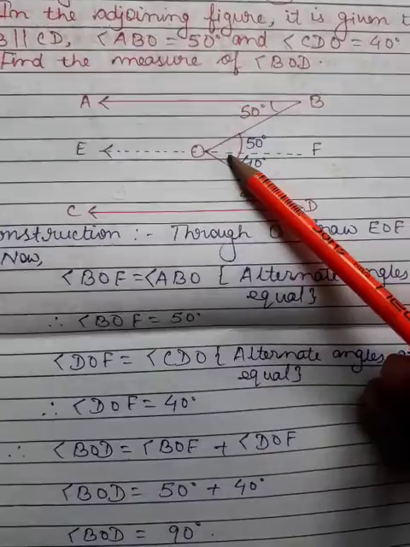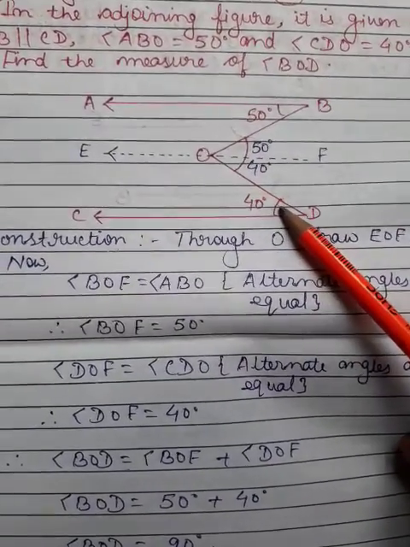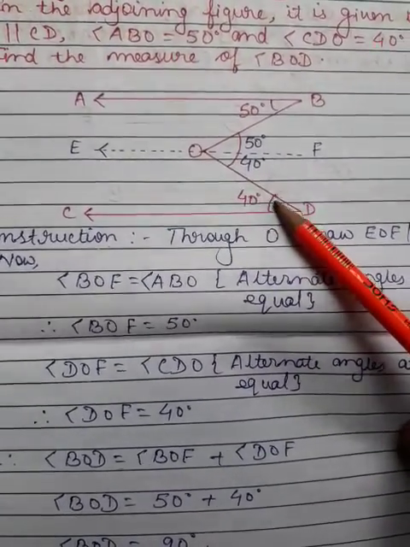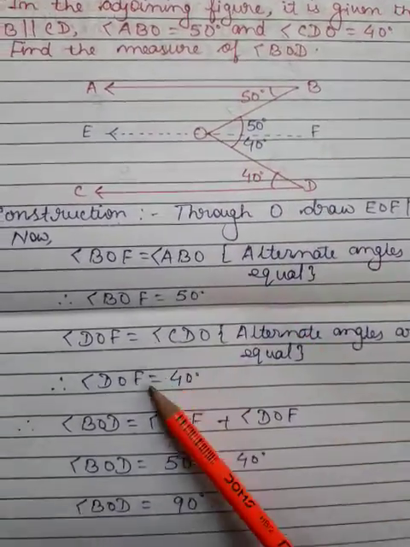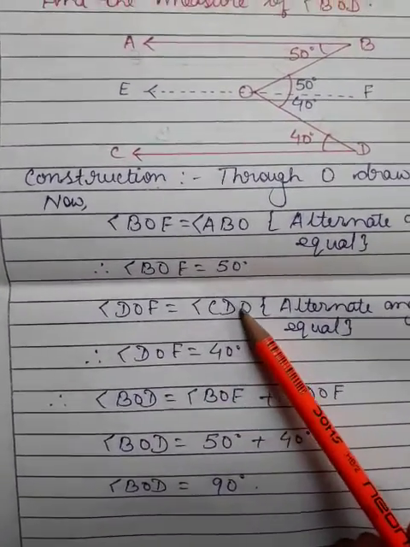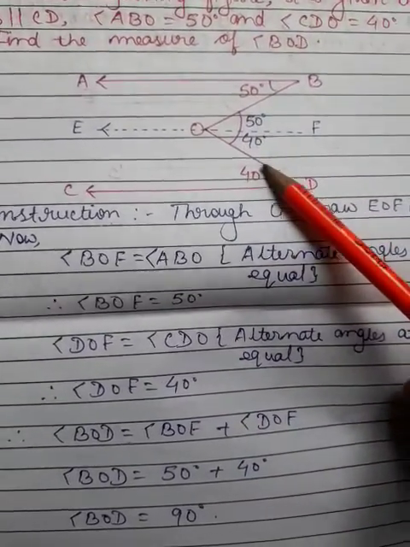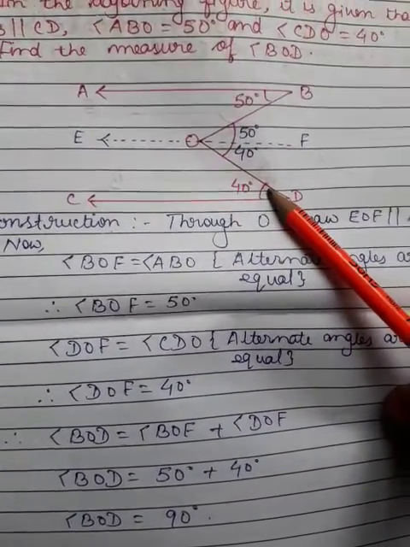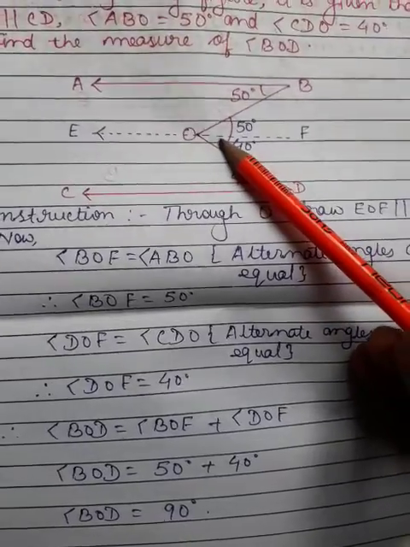Similarly, this angle will be equal to this angle, because these two are alternate angles. So here I have written angle DOF equal to angle CDO. This angle equals to this angle, so this is our 40 degree.